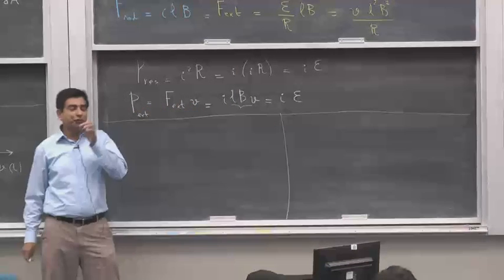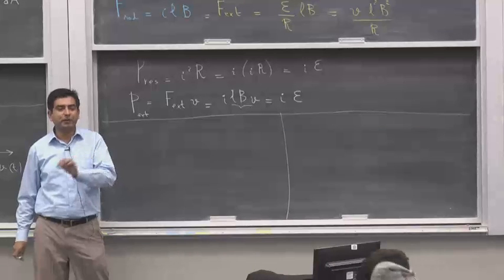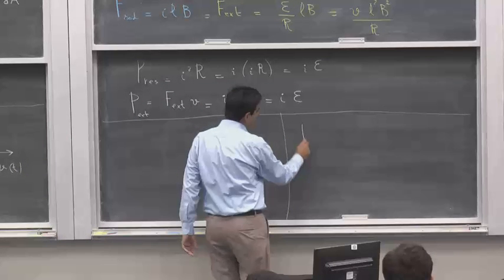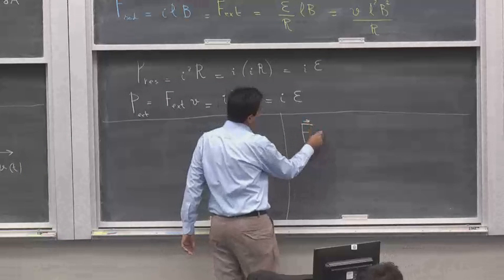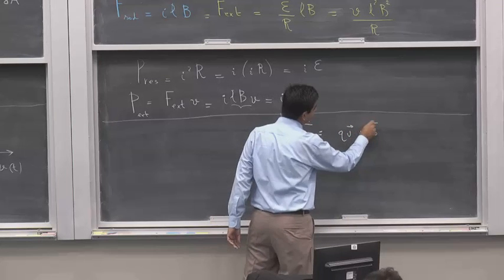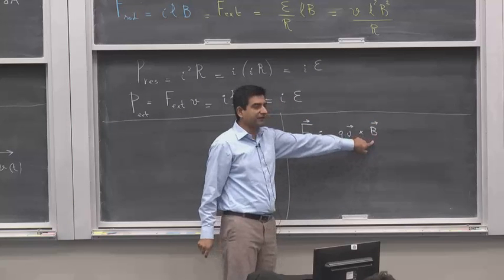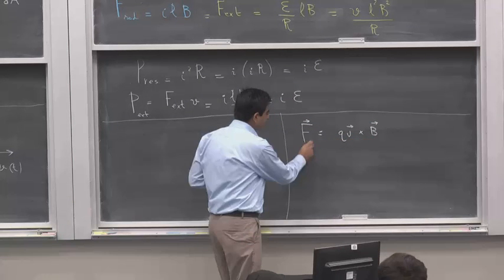Remember, a uniform magnetic field cannot do any work. Look at this: F equals QV crossed with B. This is the velocity and this is the magnetic field. This is the magnetic force.